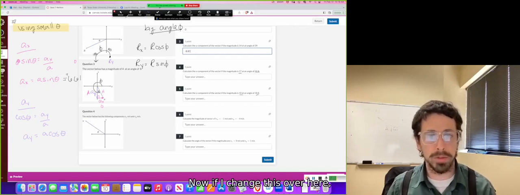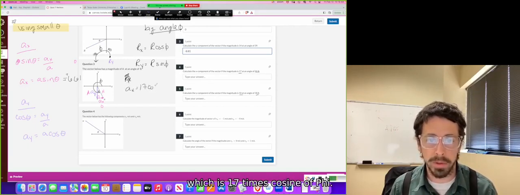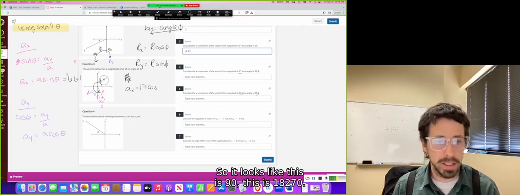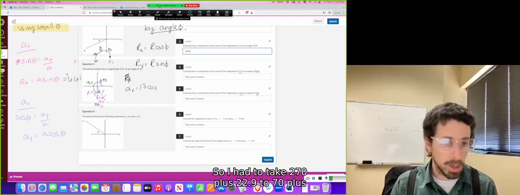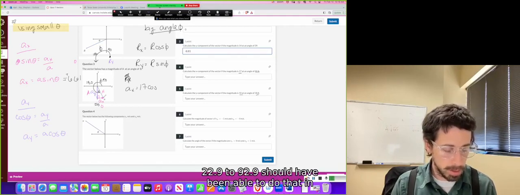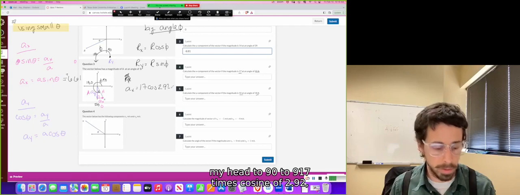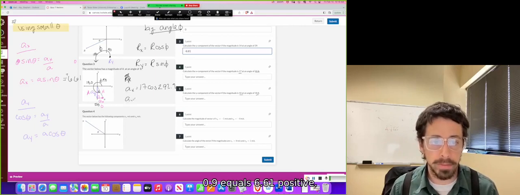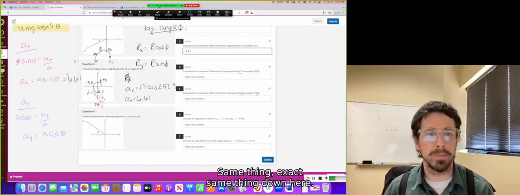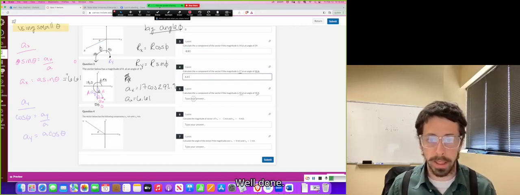Now if I change this over here, I get AX is equal to A, which is 17, times cosine of phi. All right, so it looks like this is 90, this is 180, this is 270, so I have to take 270 plus 22.9 to get 292.9. I should have been able to do that in my head. 17 times cosine of 292.9 equals 6.61. Positive. Exact same thing. 6.61. Well done.